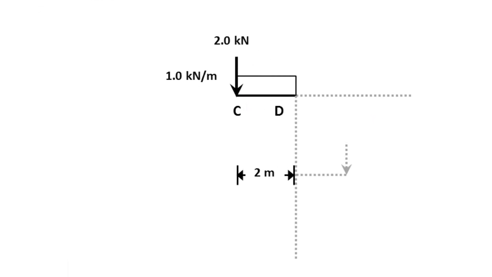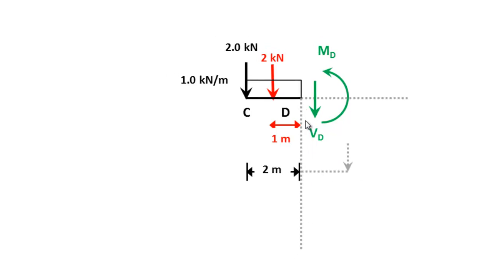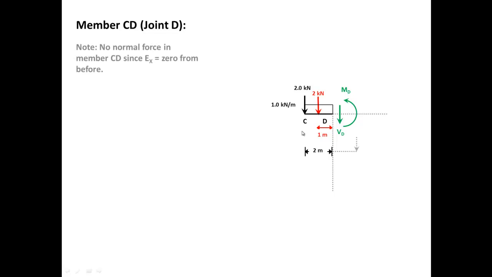Member CD. I would like to take a look at joint D again. So what do I have? VD, MD. Now I concentrate the load. A quick note, I'm making a cut in the member CD. That's why you see the other members to be dotted lines, so they don't come into play. Okay, again, no normal force in this member.